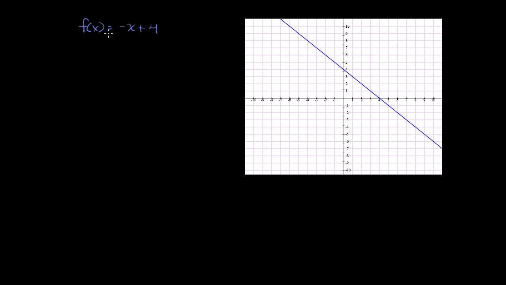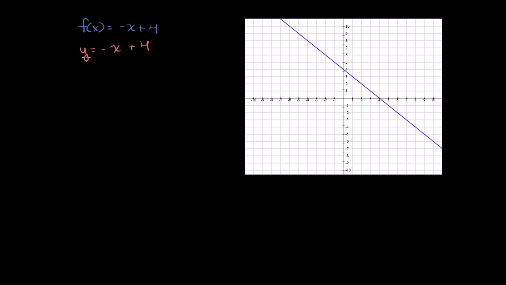So we have f of x is equal to negative x plus 4, and f of x is graphed right here on our coordinate plane. Let's try to figure out what the inverse of f is. And to figure out the inverse, what I like to do is I set the variable y equal to f of x, or we could write that y is equal to negative x plus 4.